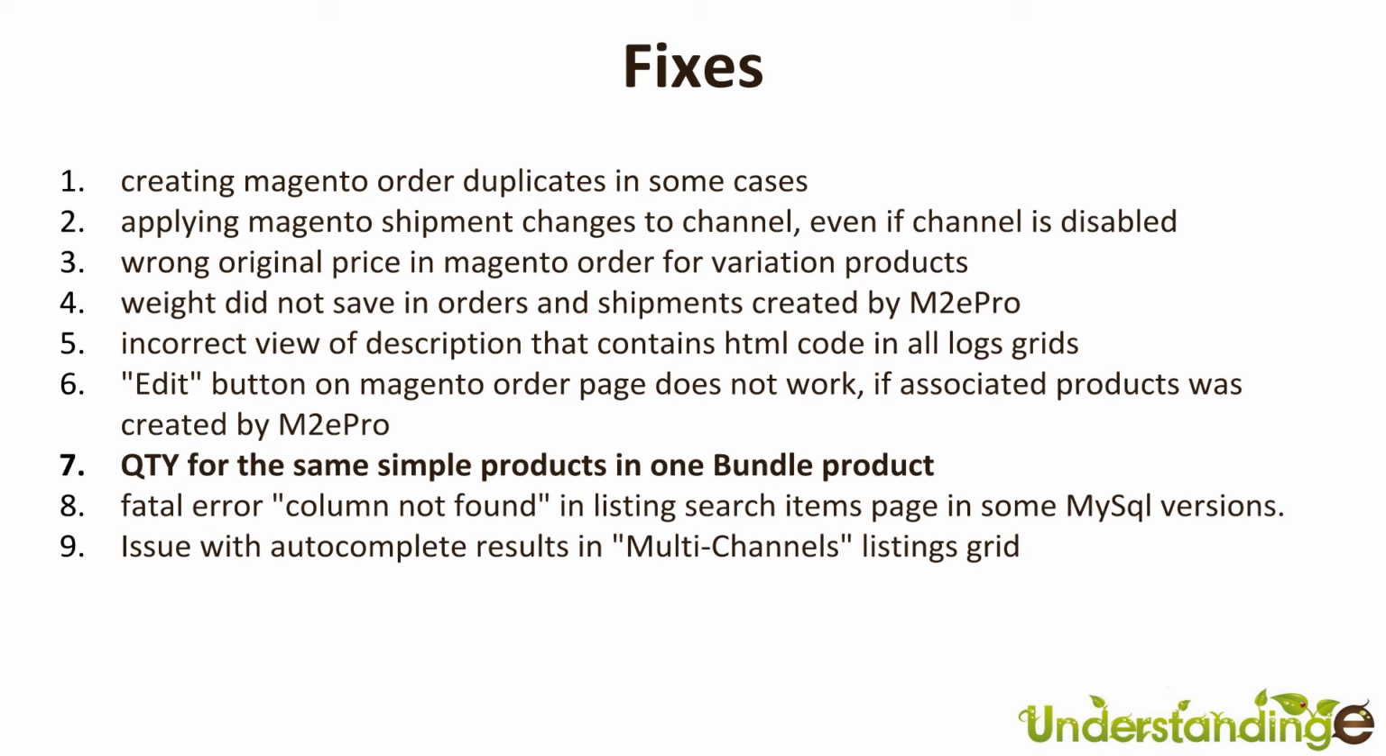The edit button. Oh, happy days. Okay, so that's the episode. Number 6 is the edit button, so if you've got associated products, so if you've got a product which is a variation, then that button wasn't working. Looks like it's been fixed. Now the big one for me is that the quantity for the same simple products in a bundle product has been fixed. Now I'm hoping that's to do with the bundle quantities, so that we can actually start creating really, really cool bundles within M2EPro.